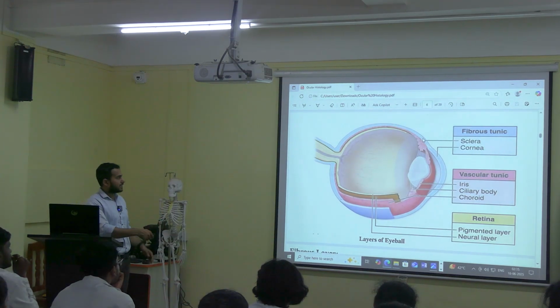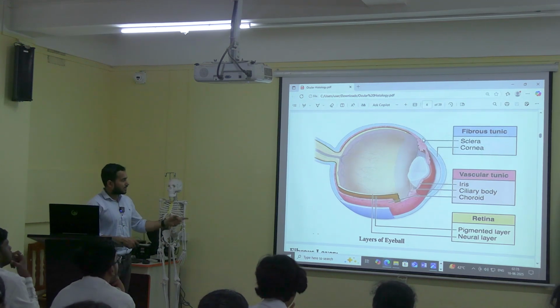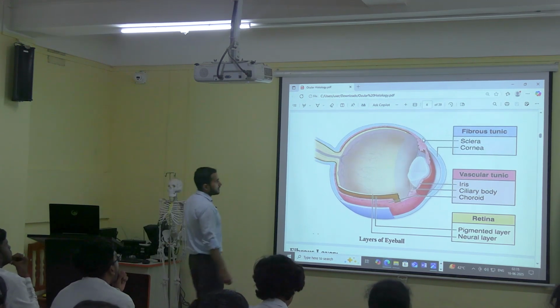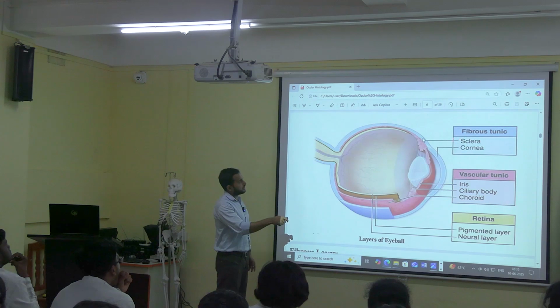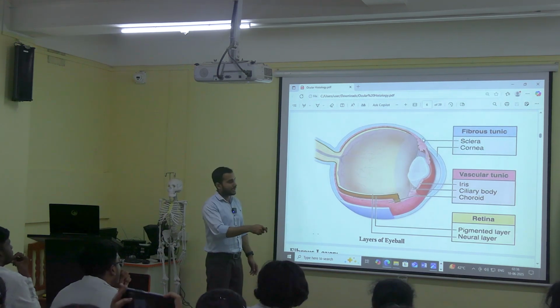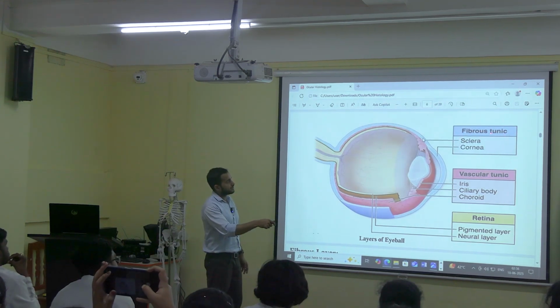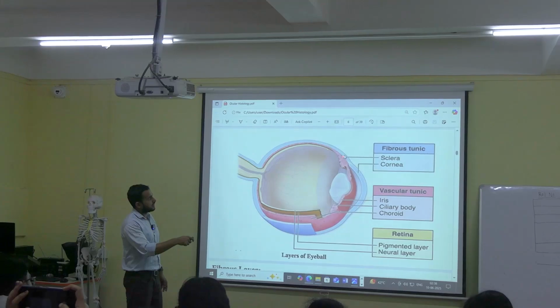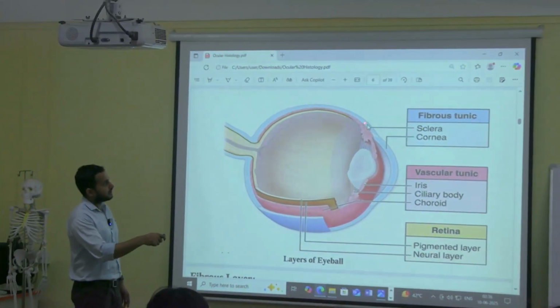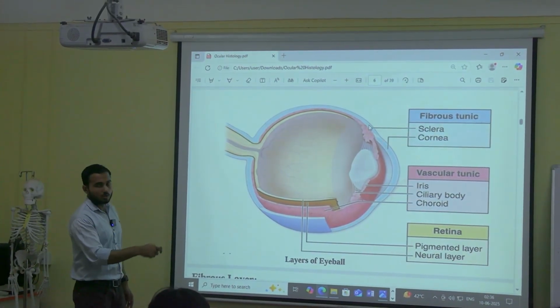Next, here you can see the layers of the eyeball. How many layers are there? Three layers, from outside to inside. Which is the outermost layer? Fibrous. Tunic means layer. Here you can see the outermost layer, that is the sclera, and this is the cornea.